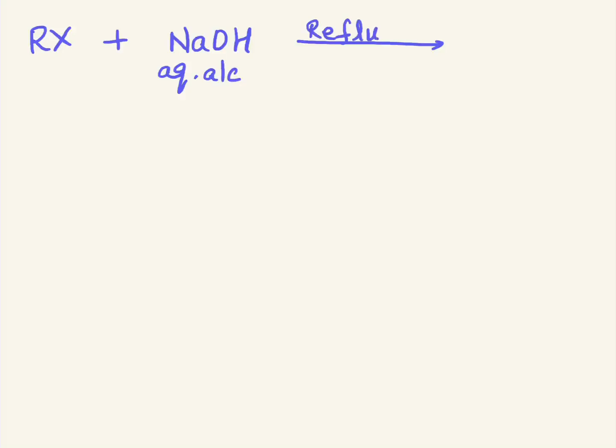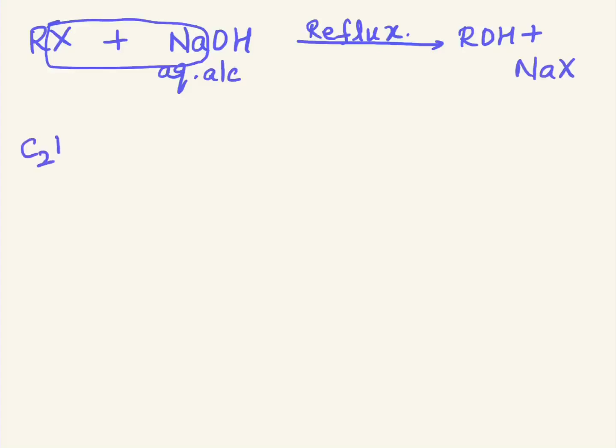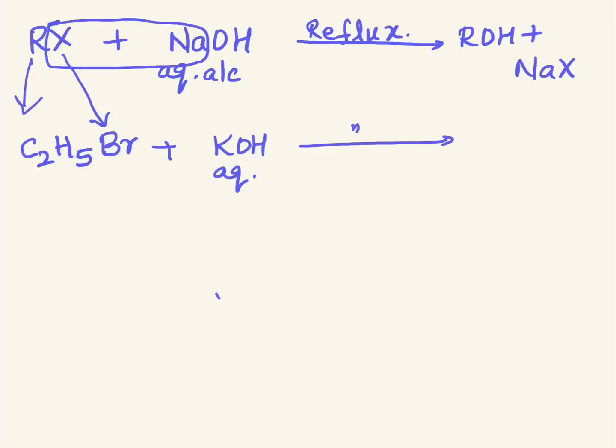Reflux means you do not allow the contents, the volatile contents, to escape. There we go, make the box, and we have ROH plus NaX, right? Now, C2H5Br, let's give the alkyl and the halogen part a name, and now react it with aqueous KOH, form the product. What do you get? There we go, C2H5OH plus KBr, as simple as that, right?